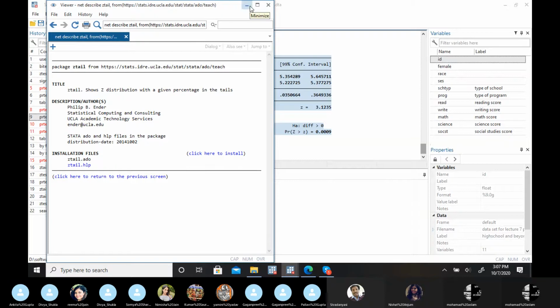This is to directly calculate the critical values with the Stata software for t-test and for z-test. For t-test, the package is different, and for z is different. So first, let's take a case of z-test. I will show you how we calculate critical value with the Stata software.